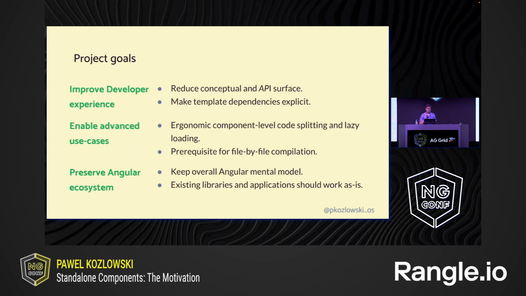But also, having these direct dependencies from template to the classes that implement functionality opens the doors for file-by-file compilation and easier integration with tools like Bit.js. Finally, when we were thinking about this project, we definitely wanted to preserve the spirit of Angular and not break the ecosystem. We want to keep the overall mental model, but we also want to make sure that the existing libraries work as is without any modifications. Existing applications should work as is without modifications.